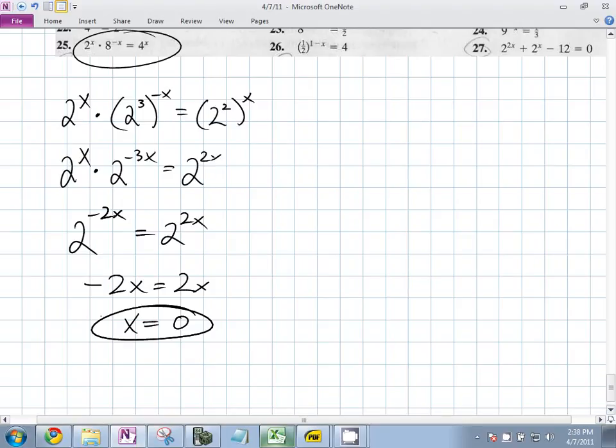But they were multiplying. It does not matter. 2 to the x, what did you do to this? How did you simplify that without changing it to the same base? 16.